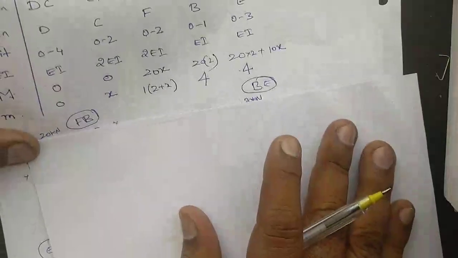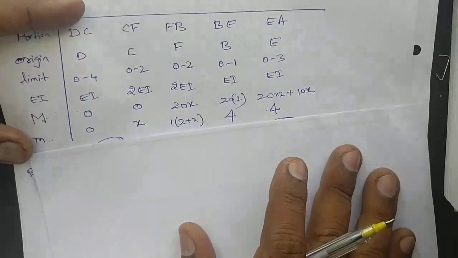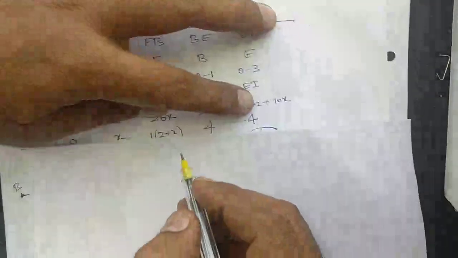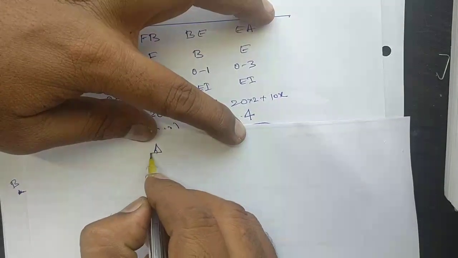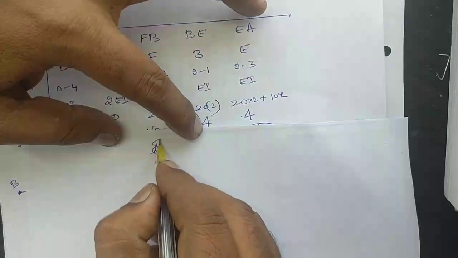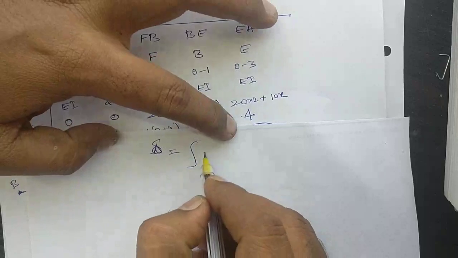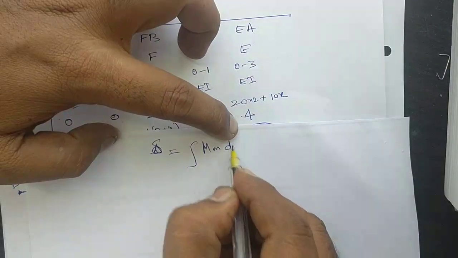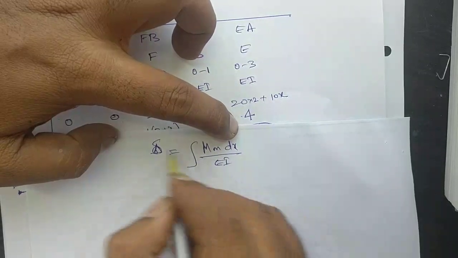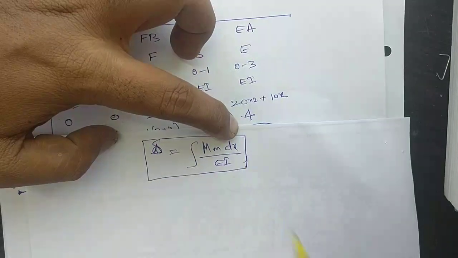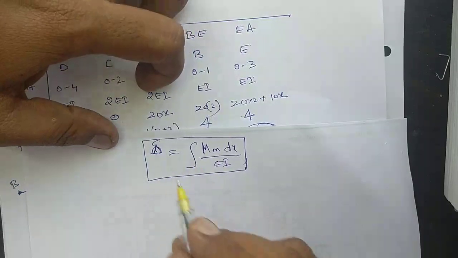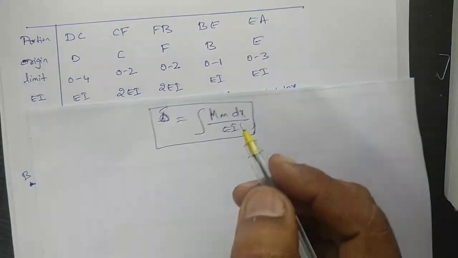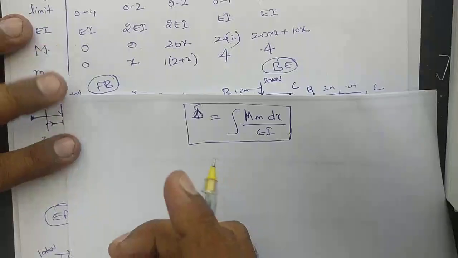Now we have to do the integration part using the above, because we know your deflection is delta. Your delta is equal to integral capital M small m dx by EI. This is the unit load formula. The same we have to do for each and every point here. So we will start.